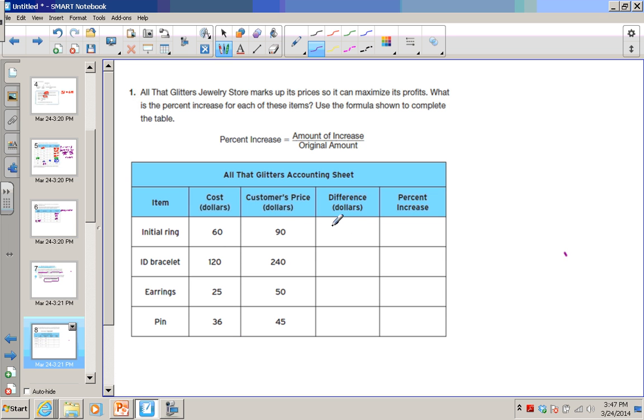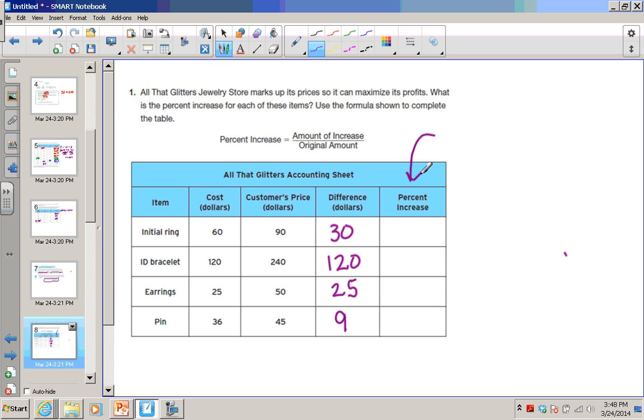So the difference between 60 and 90 is 30. Here's an ID bracelet. The difference here is 120. Between 25 and 50, that's a 25 difference. And then the last one is a difference of 9.